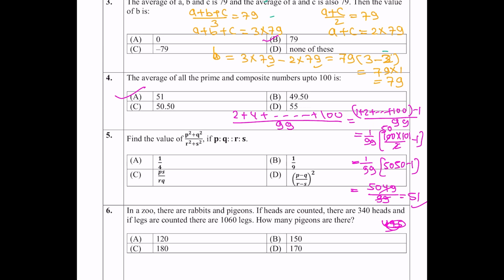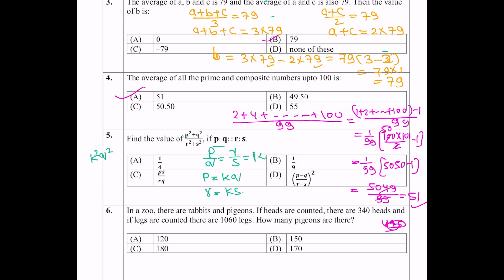Now here for this problem, we have to find the value of p square plus q square upon r square plus s square. The ratio is given, p ratio q is equal to r ratio s, so we can write p by q is equal to r by s. Now I assume this value is equal to k. So can I write p is equal to k times q and r is equal to k times s.